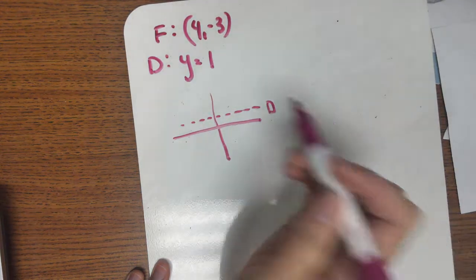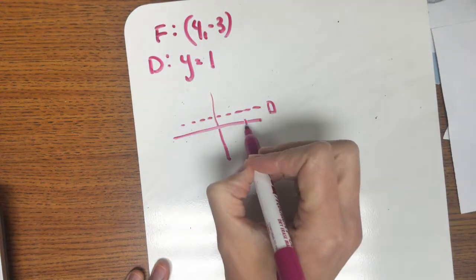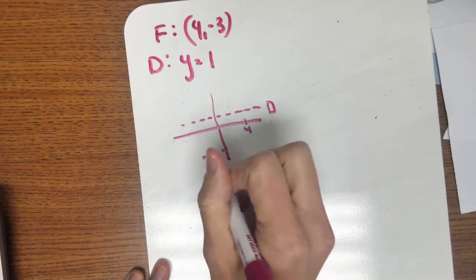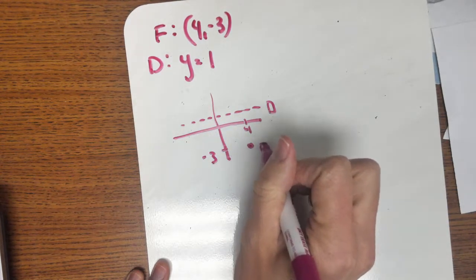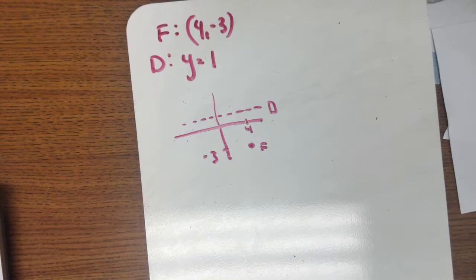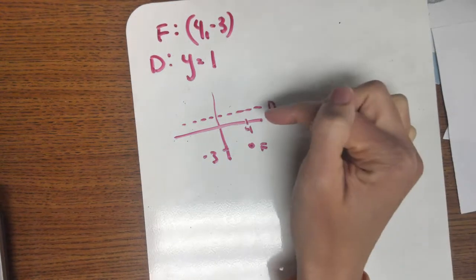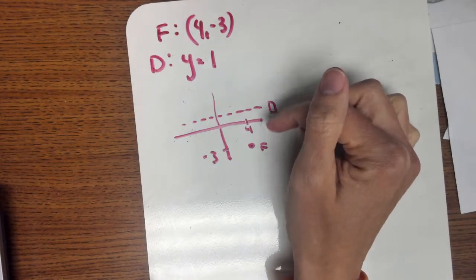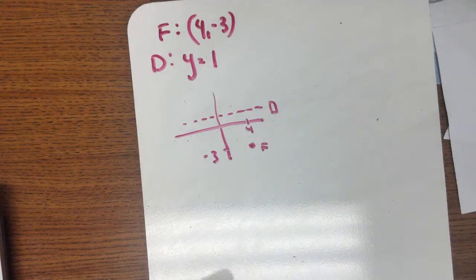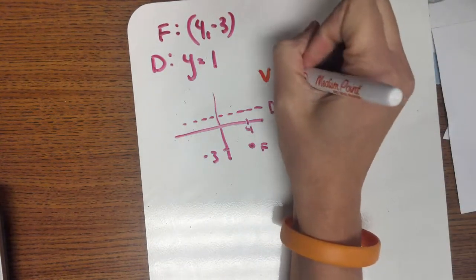It's my directrix. I have a focus at the point 4, -3, so that's my focus. Now I know that the vertex falls in between the directrix and the focus, so I can find that vertex based on these two pieces, so somewhere in the center of there. So let's go ahead and make note.